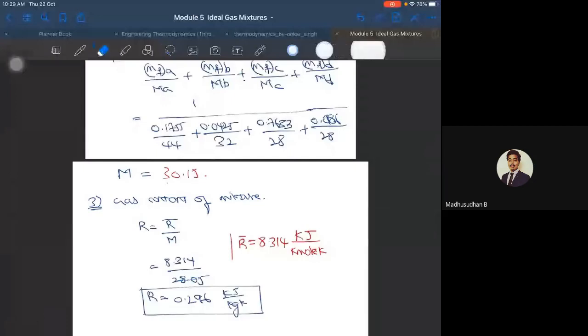30.55. Accordingly, change the R value also. If the M value changes, what happens? Even the R value changes. So here it changed and here it changed. So it was what? 30.15. Now give me the new R value for this. 0.2757. Okay, this was one thing.